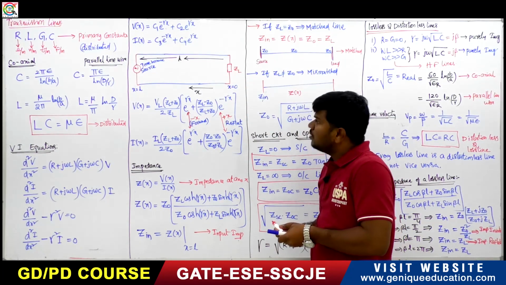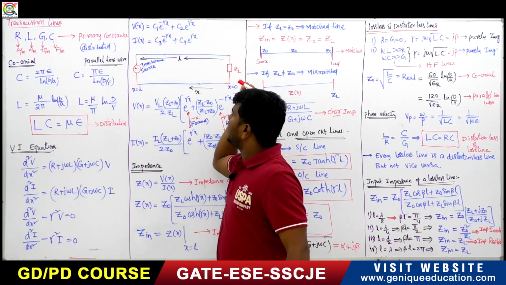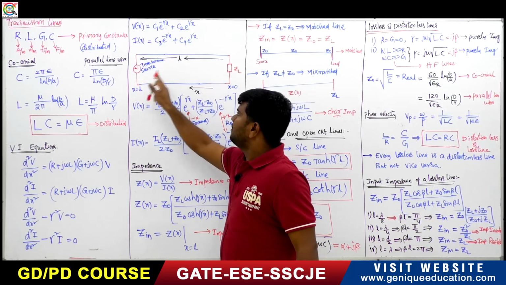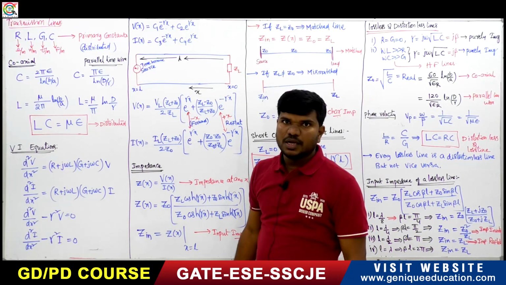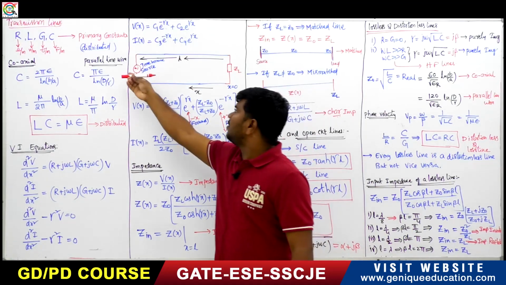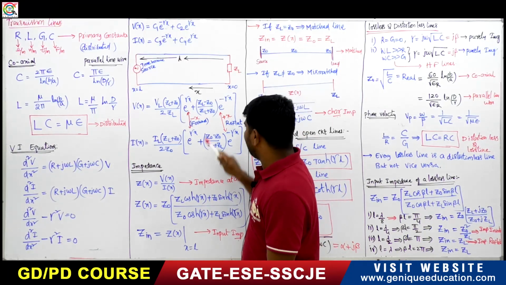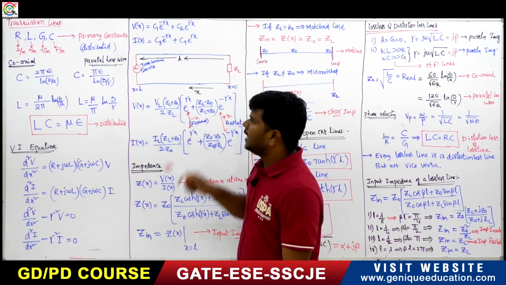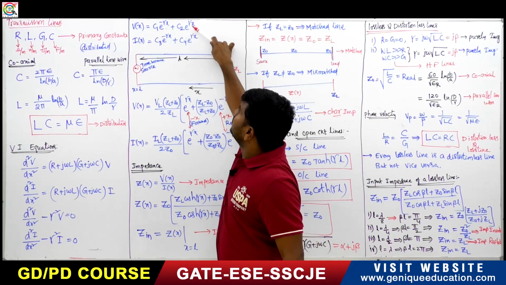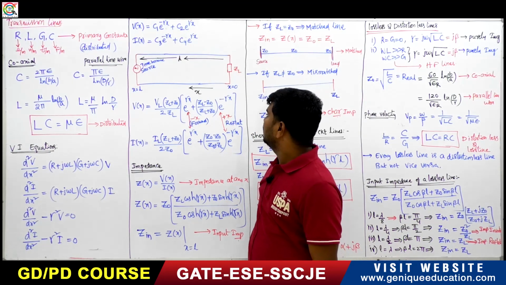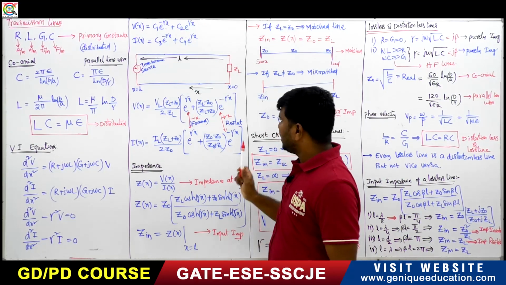Now, suppose the wave is going from source to load. Source to load is called the forward wave. But in which direction is the forward wave? The forward wave is in this direction, right? So that's why this forward wave is also called the negative x directed wave.